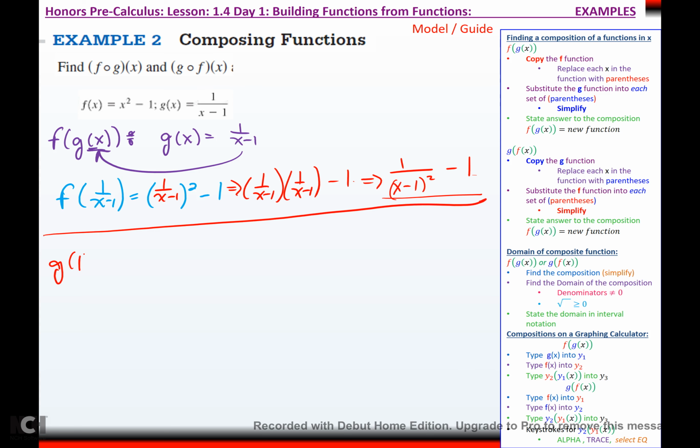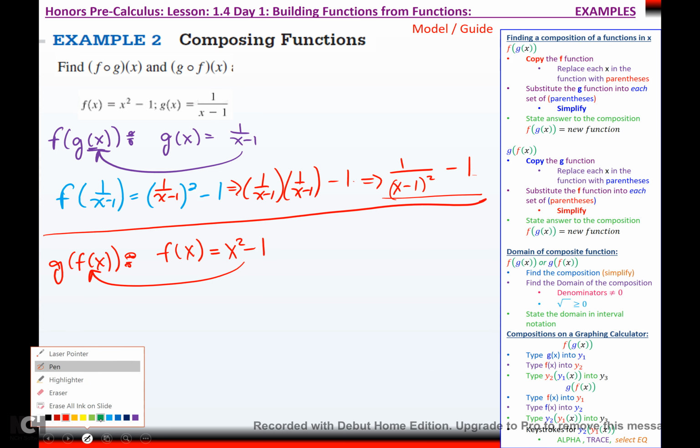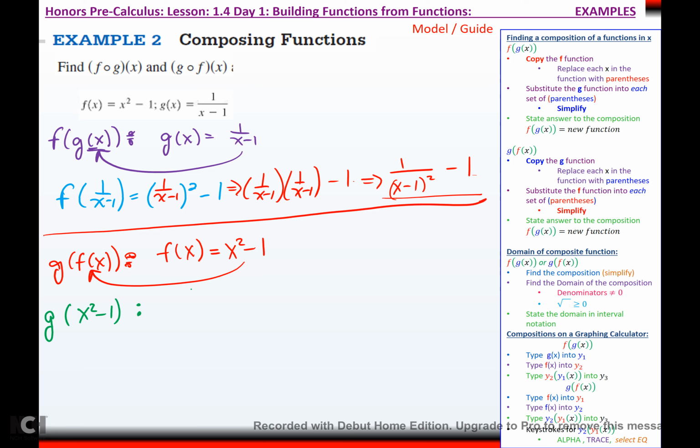Then to find g of f of x, this says start with the f function, which is x squared minus 1, and take it to g. In other words, I know what the f function is. It's x squared minus 1. So I have to take that to g, which says 1 over whatever you brought minus 1. And I brought x squared minus 1. Combine like terms, and I get 1 over x squared minus 2. And that would be my g of f of x. And again, you would do your denominator. The denominator can't be 0 if they wanted your domain. Okay.